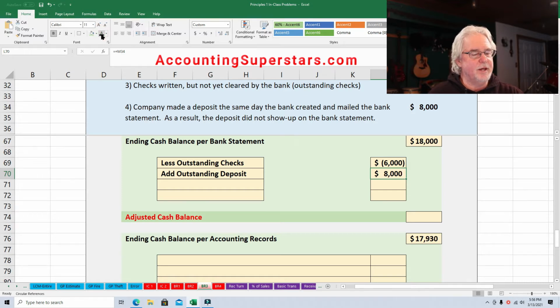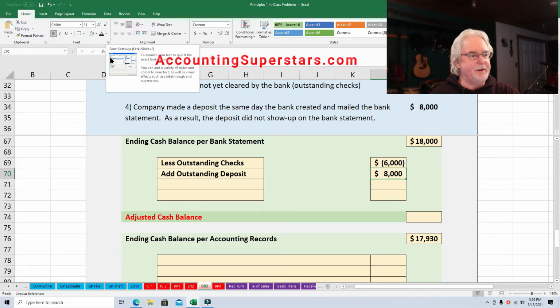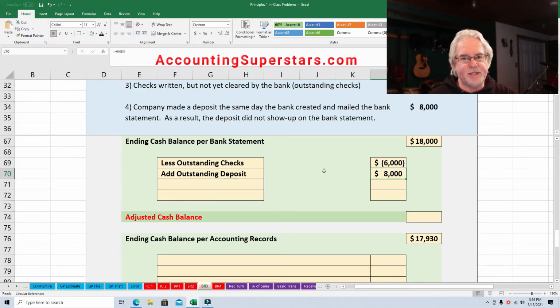So we'll add it. A lot of folks say, I can't remember if we add, subtract, whatever. Well, folks, you're depositing money. So whenever you deposit money, your bank balance goes up. Okay. Coming down to number 5.